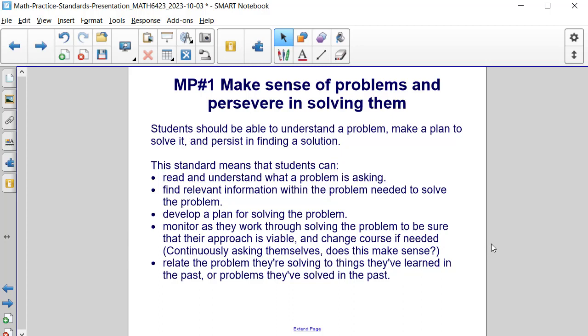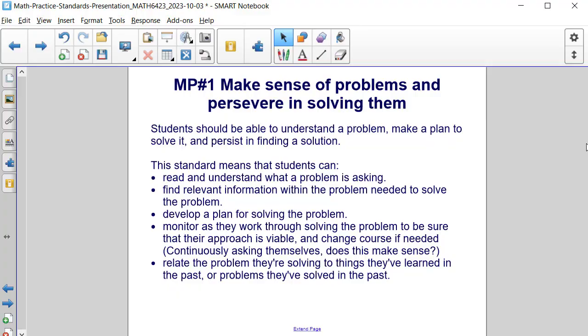So they're continuously asking themselves, does this make sense? And you can actually enforce that in your students, as you're teaching them a concept and you're solving a problem. Ask them while they're solving, or even when you have the final answer, does this answer make sense? Does it fulfill the requirements of this word problem? And then you can also relate the problem that they're solving to things that they've learned in the past or problems that they have solved in the past.